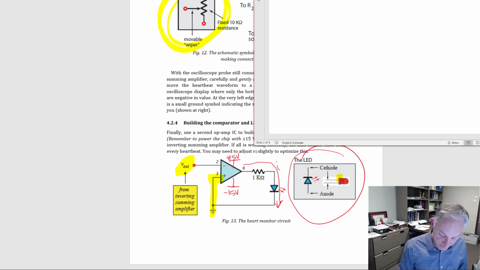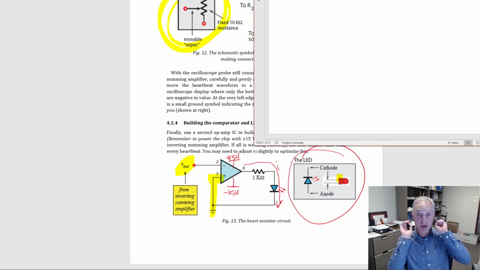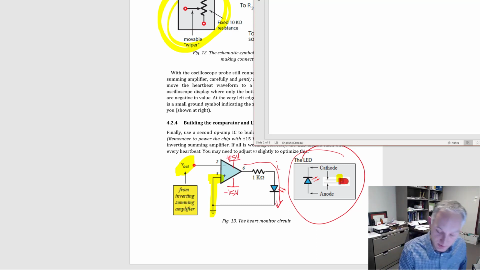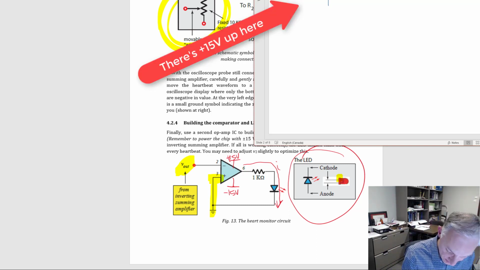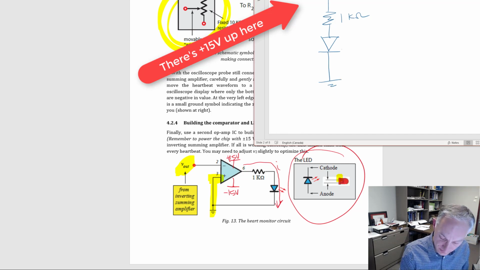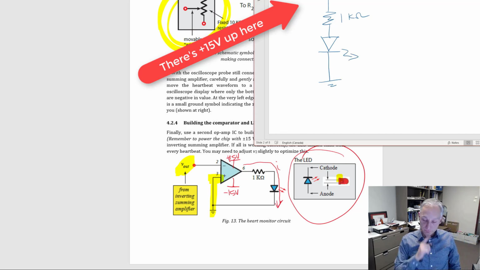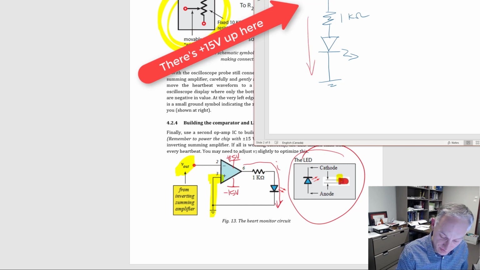What's interesting about LEDs is their properties. So let's imagine we have 15 volts going in. Let's say our op-amp is high, it's hit the positive 15. Then we have that 1K resistor, and then we have the LED, and then we have ground. So now current's going to flow this way, so you're going to have I.